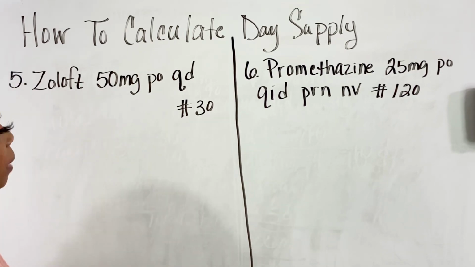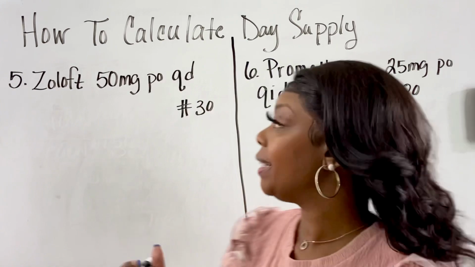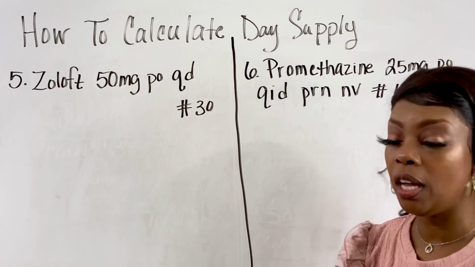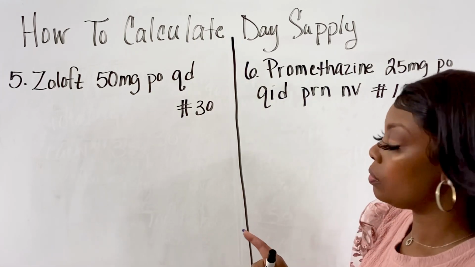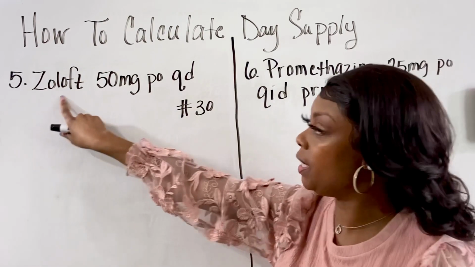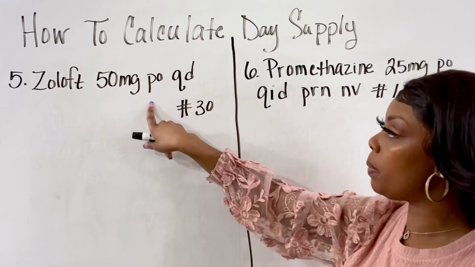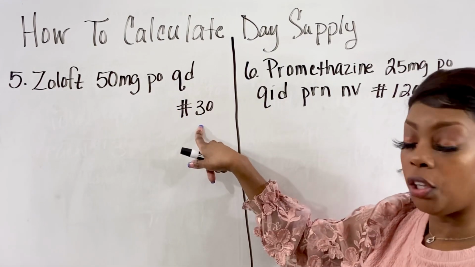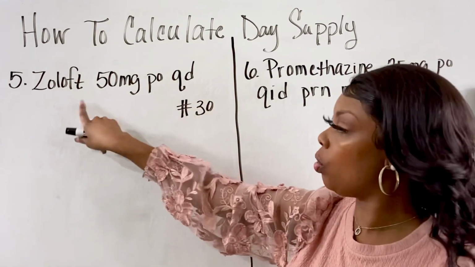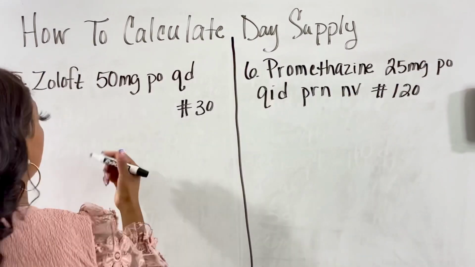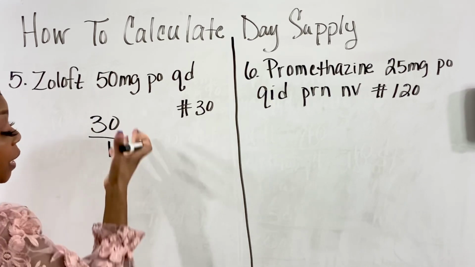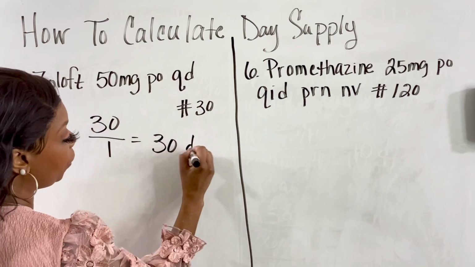Zoloft 50 milligrams by mouth every day. Okay, by mouth QD means every day. Even though it did not specify 1 tablet by mouth every day, you have to consider that this is 1 tablet. All right, 30 tablets. You're taking 1 of these by mouth every day. So now you have 30 tablets and you're taking 1, so 30 divided by 1, and any number divided by 1 is that number. So this is a 30-day supply.